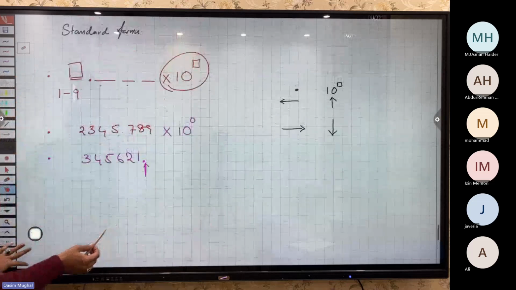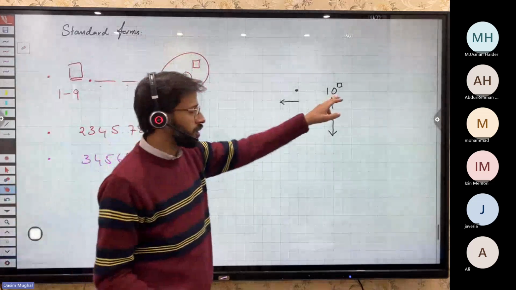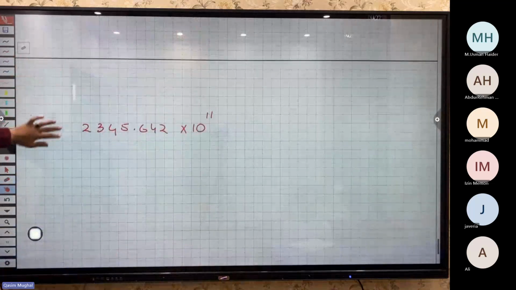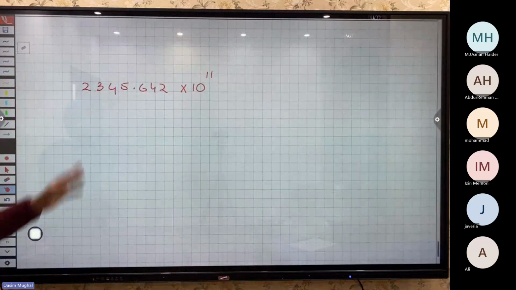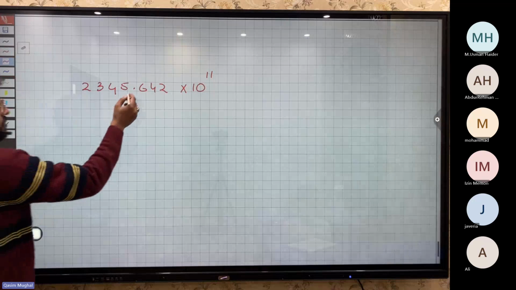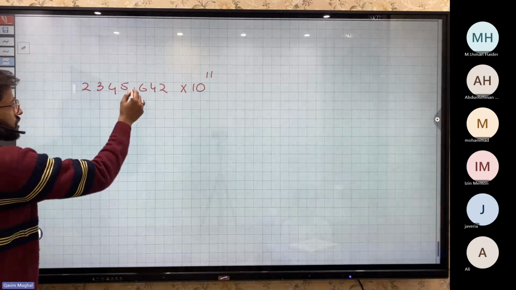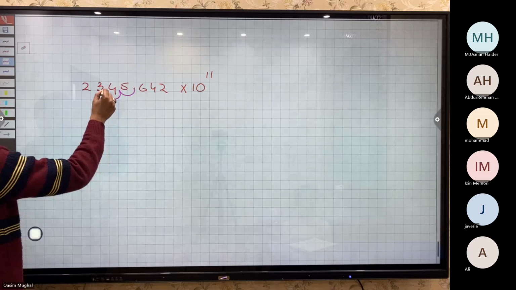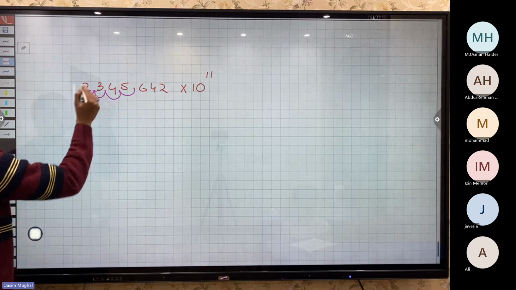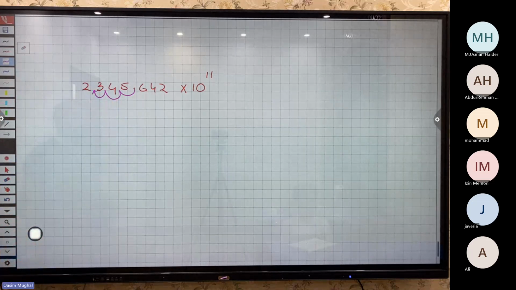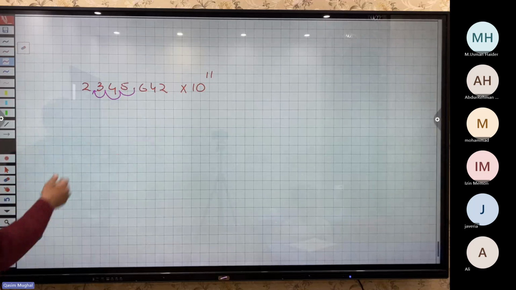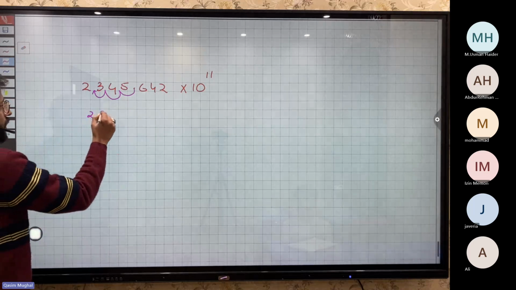Now the rule says when you move the decimal to the left, what happens to the power of 10? It goes up. How much up? That depends on how many digits you've moved. So let's say this is where you're starting off. Please count the digits I'm moving. 1, 2, 3. So in order to write this number in standard form, I have to move the decimal 3 spaces to the left.